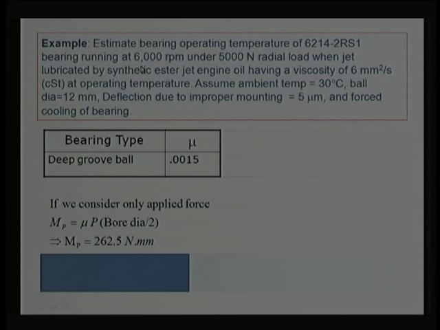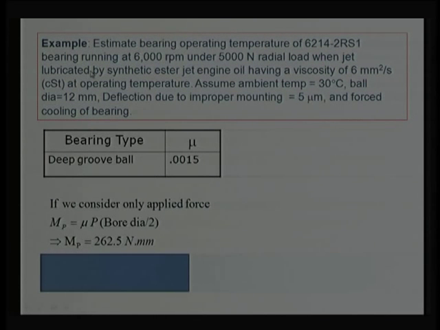So, this is the complete same slide. Estimate bearing operating temperature. Bearing number is defined 6214. This is the deep groove ball bearing, second diameter series. 14 is the bore diameter, which is 14 into 5. 2RS1 means it has seals on both sides. It is running at 6000 RPM with an operating load of 5000 Newton.